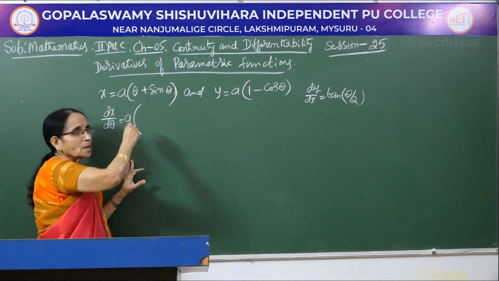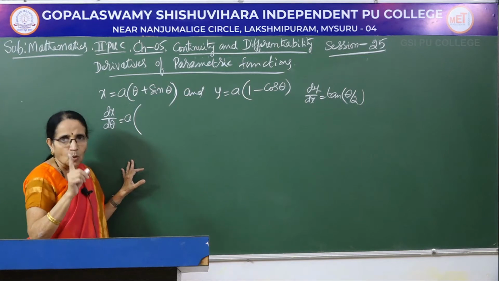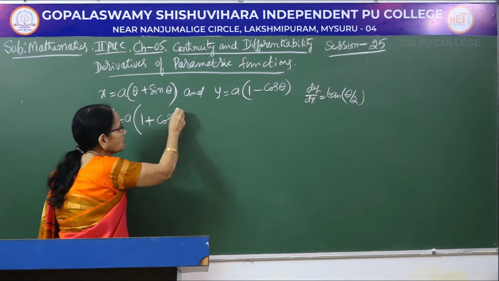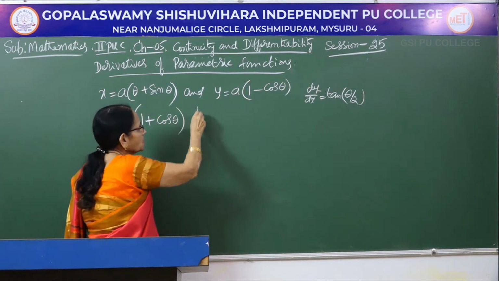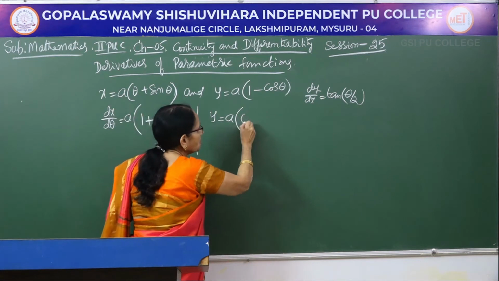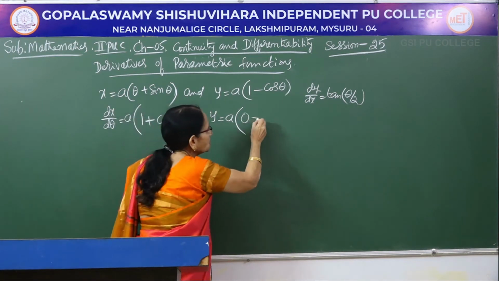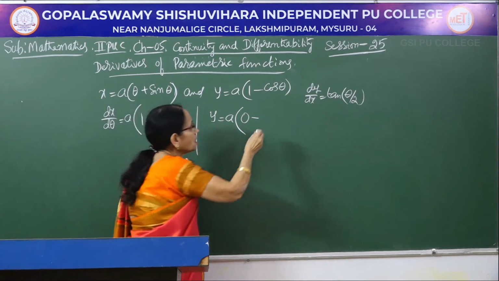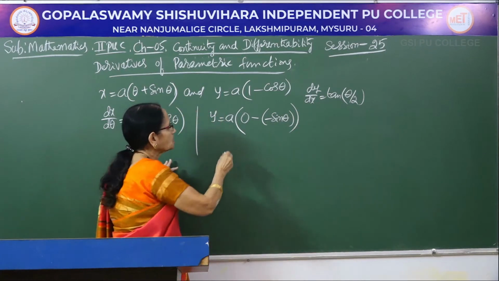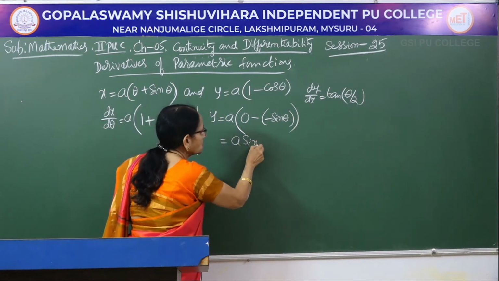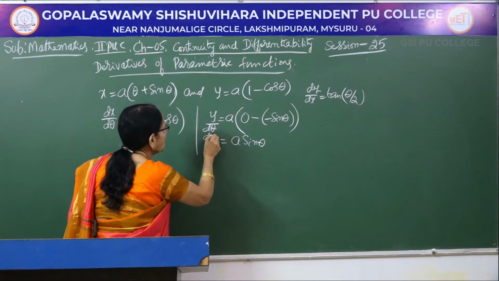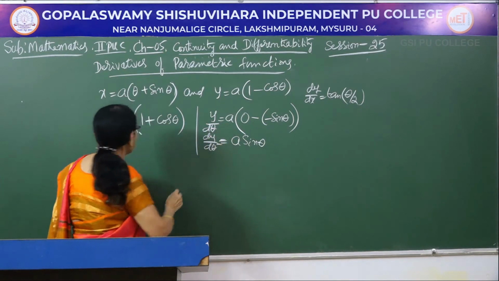So, dx by d theta is equal to a into, theta is the variable here, so just as when you differentiate x you write 1, similarly for theta we write 1, and sin theta becomes cos theta. Similarly, dy by d theta is equal to a into, 1 being a constant, it is 0, minus, you know that the derivative of cos theta is minus sin theta. So, write another bracket, minus of minus, so this would be plus a times sin theta.